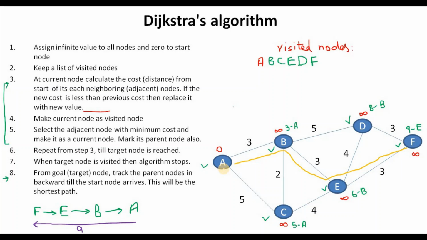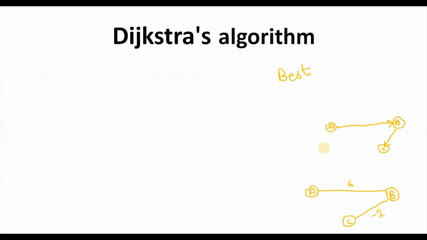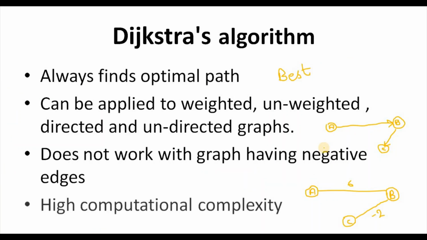But sometimes we don't need that. We are only interested in the distance from A to F, not A to every node. But Dijkstra finds the distance to every node. So that's why it has a high computational complexity. It requires more time and more memory, or more space, to solve a problem, to find a path in the graph. Okay, so these were some advantages and disadvantages of Dijkstra's algorithm.